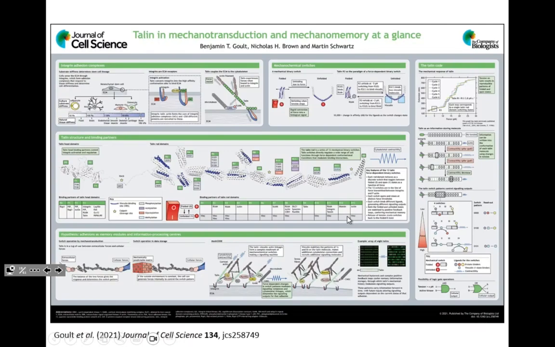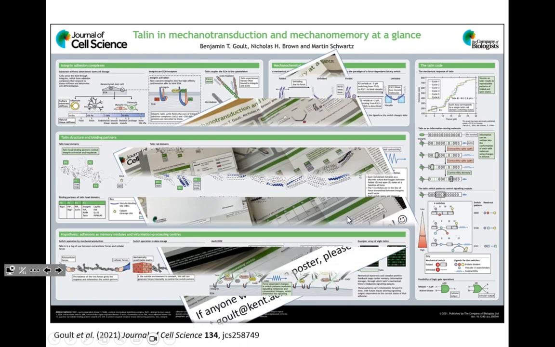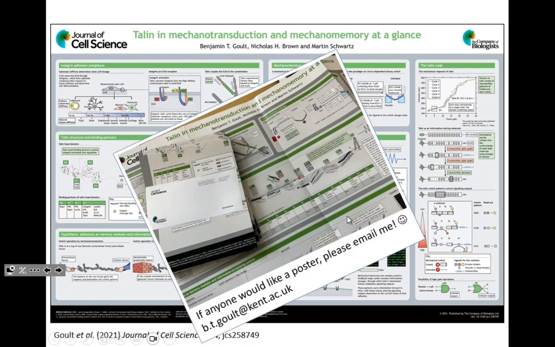So this led to, in December of 2021, putting together one of these. These are my favourite type of review articles. These are the At a Glance in Journal of Cell Science, where you make a poster which summarises the whole of your idea and in a way that is hopefully accessible. If anyone wants one, I've got loads of these on my desk upstairs.